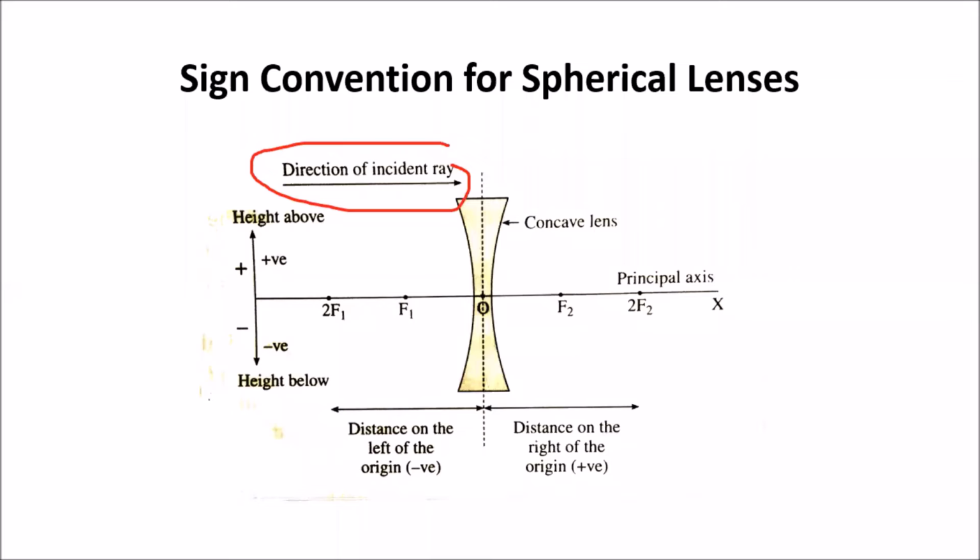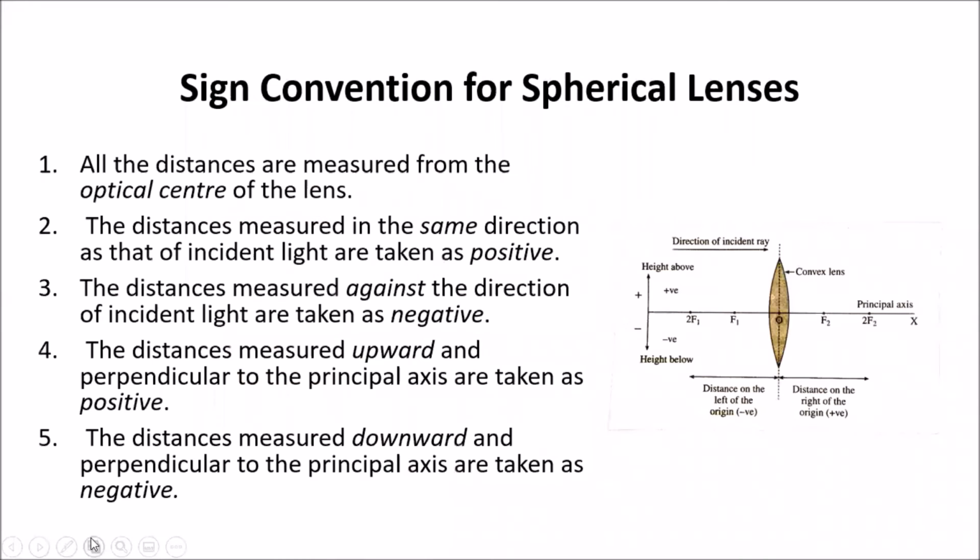So let's see the statements for the sign convention. If you have understood everything related to the mirror, then this should be very easy for you to understand. As we discussed, all the distances are measured from the optical center of the lens. So we'll start all measurement from the center.